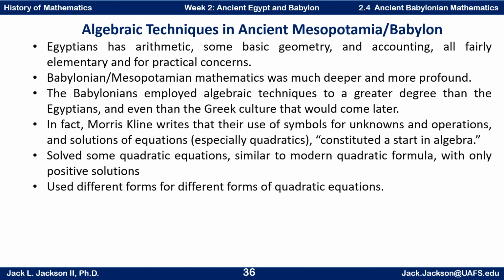They solved some quadratic equations similar to our modern quadratic formula, but they only considered positive solutions. So certainly no what we would call imaginary or complex solutions, or even negative number solutions that we would consider as legitimate now. At that point, they only dealt with positive solutions. And they used different methods for different forms of quadratic equations.